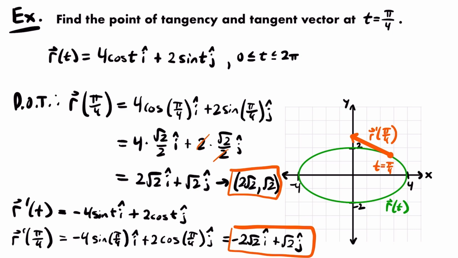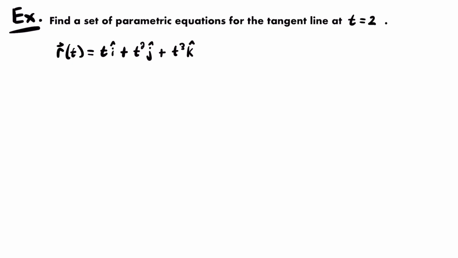All right, but with that, we have now found both the point of tangency and the tangent vector at t equals pi divided by 4 for this vector function, and so we are done with this example. For our next example, we're going to do something a little bit different.